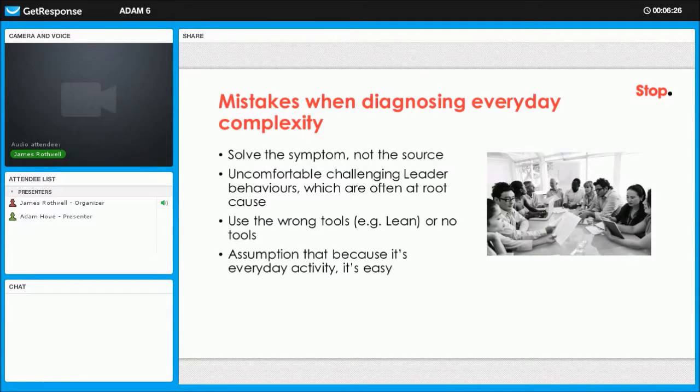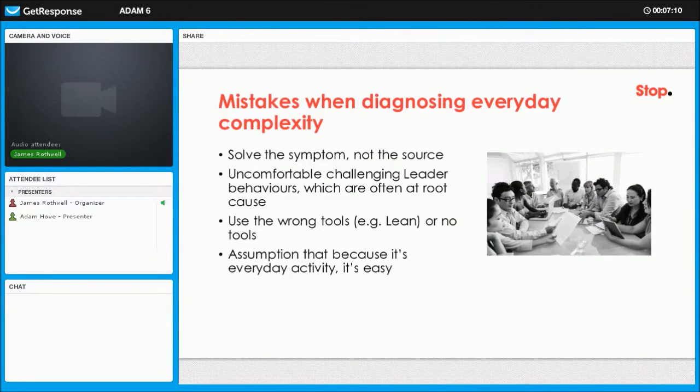So many people shy away from those difficult conversations, and consequently, the real root causes of complexity are not properly dealt with. Some organizations are using the wrong toolkit, or worse still, no toolkit at all. So Lean is a good example. We're big fans of Lean. Lean is very, very effective for many different instances of inefficiency in processes and looking to reduce waste. But it's not a tool that was designed, on its own, to look at the root causes of everyday complexity. So it'll get you so far, but it won't get you to the whole answer.